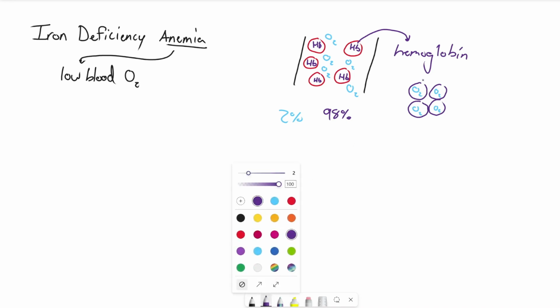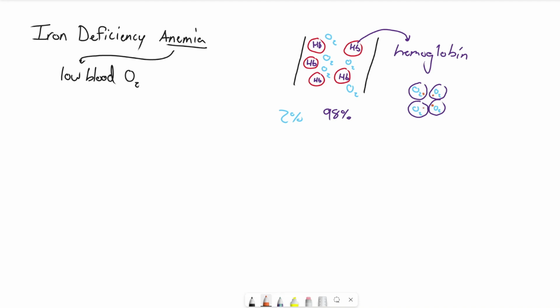So you may be asking, if hemoglobin's how we carry all this oxygen, does iron have something to do with hemoglobin? And yes, it does. On each of these sections of hemoglobin, they're called heme groups, we have an iron atom. I'm representing iron with orange here. Orange equals Fe for iron. And each of these iron atoms binds to an oxygen and holds it. So we have 4 iron atoms for 4 oxygen molecules. So if we don't have iron, we aren't able to make hemoglobin, which means we aren't able to carry 98% of the oxygen in our blood, so we have low blood oxygen.